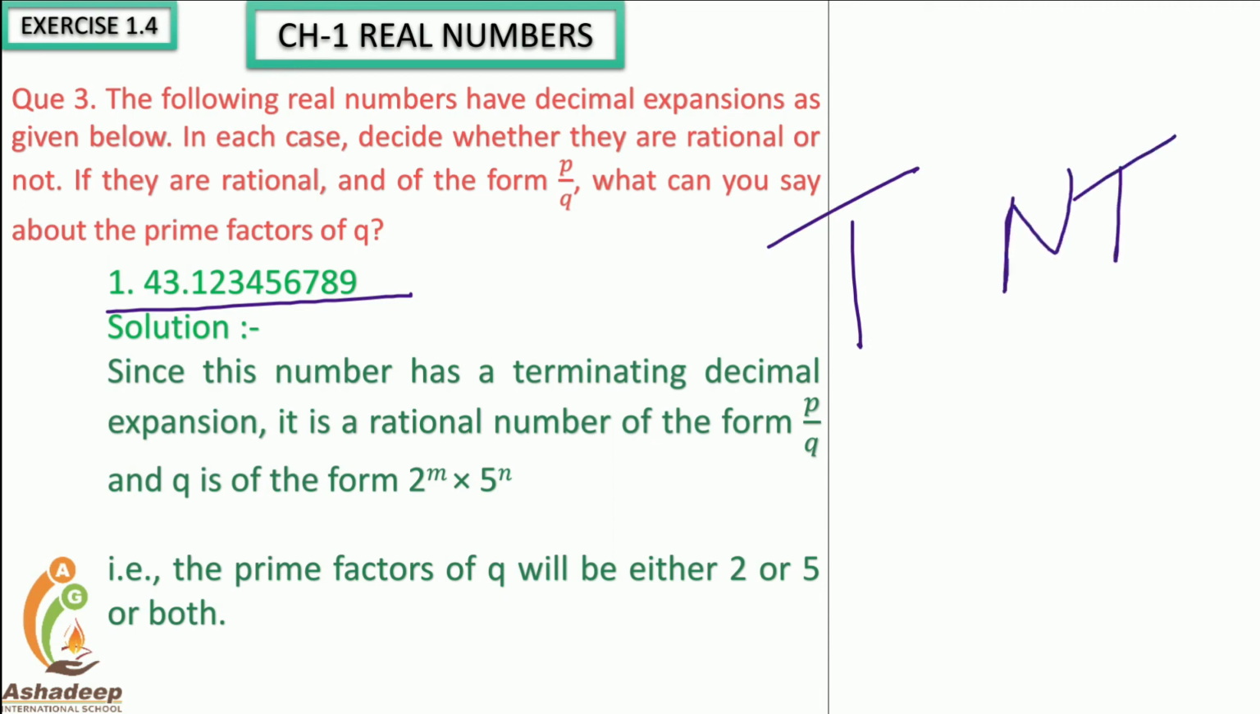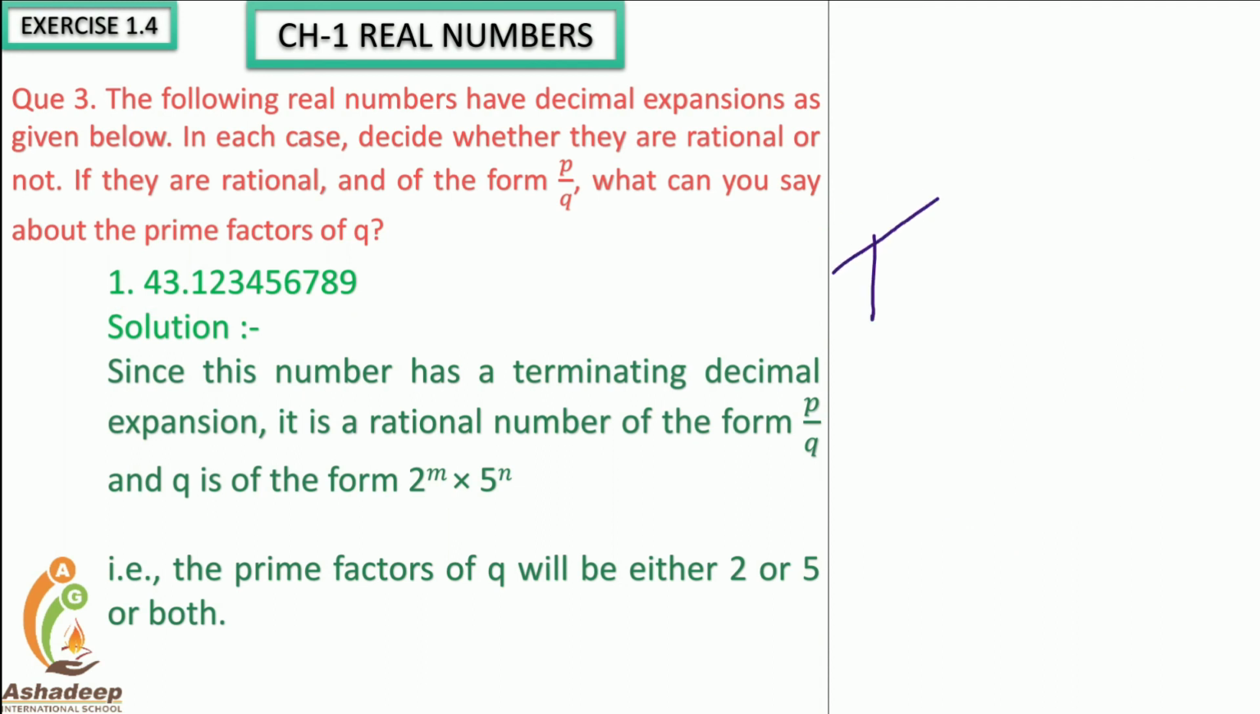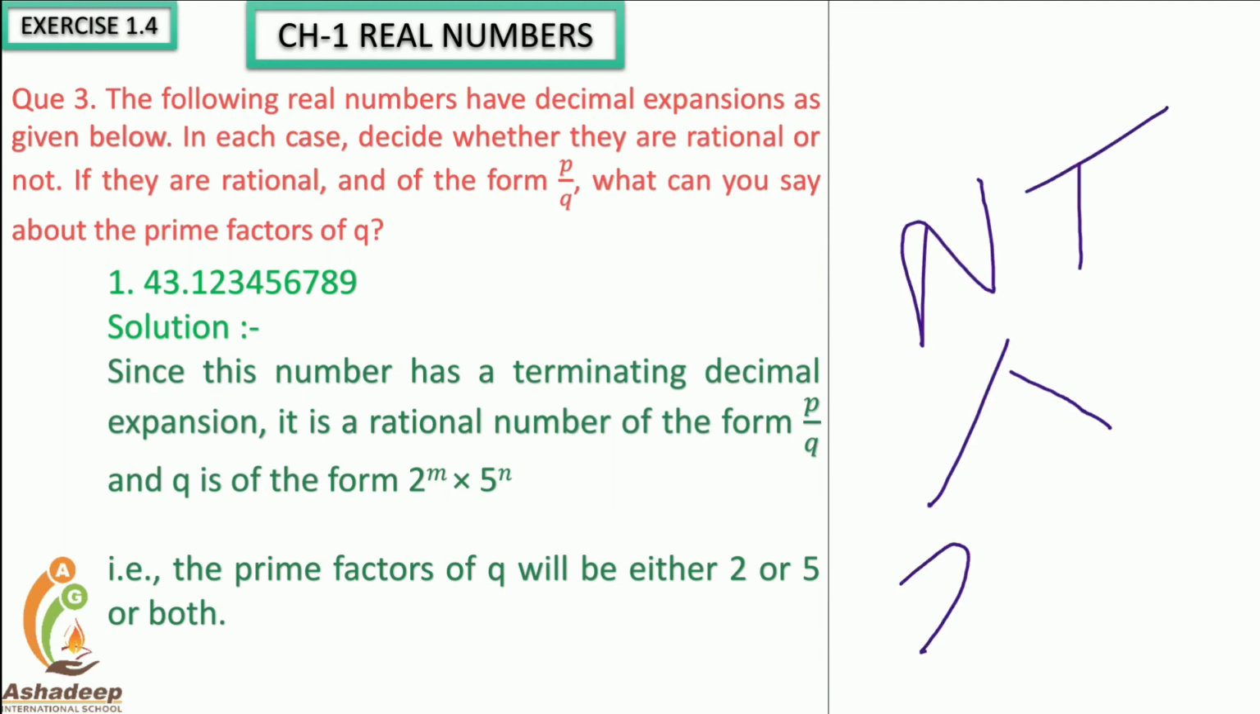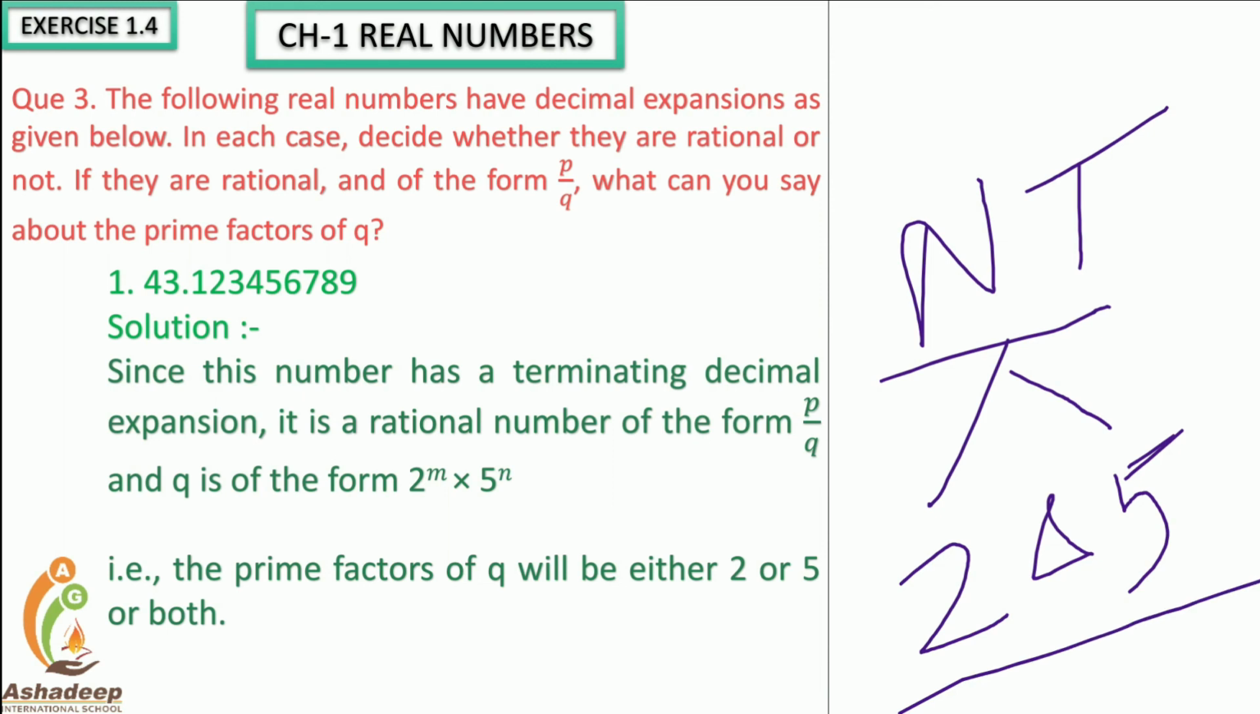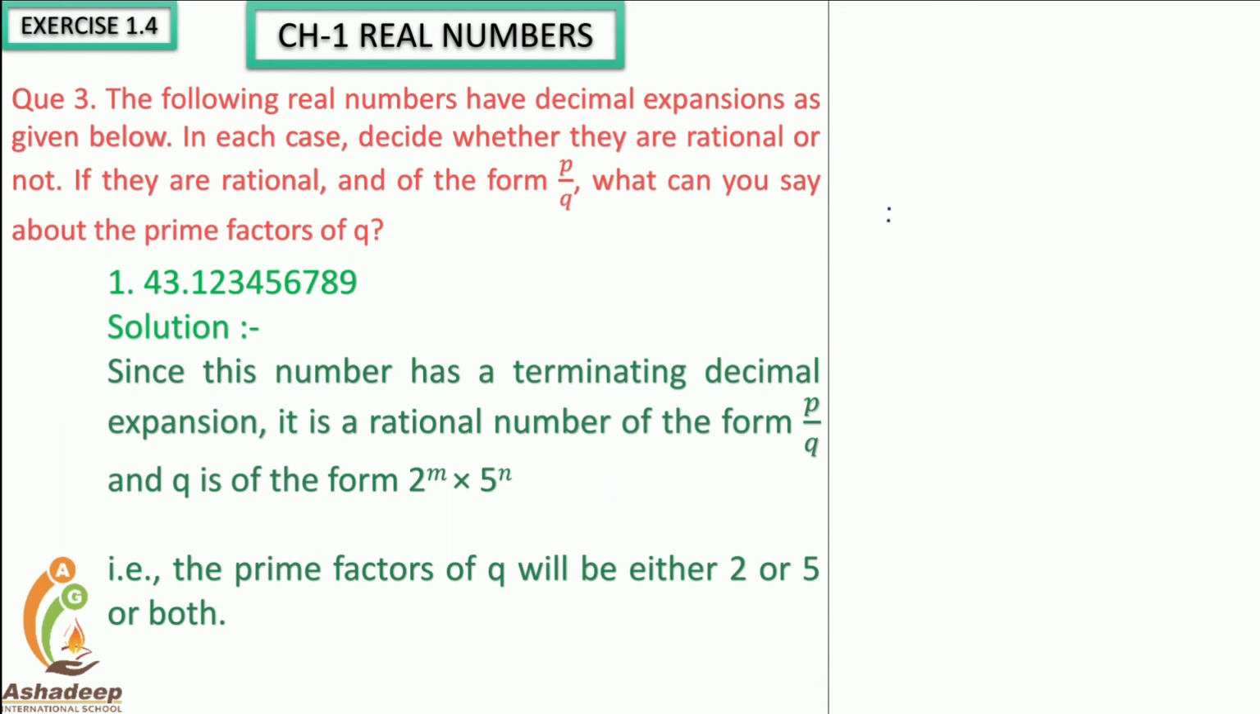First of all, let's see this. If it is terminating, what can we say? The q must be in the form of 2 and 5. If it is terminating, we can say q is a multiple of 2 and 5 only. But if it is non-terminating, what can we say? It has a factor other than 2 and 5. If it is non-terminating, we can say it has a factor other than 2 and 5. Non-terminating recurring. We have these 2 cases only.